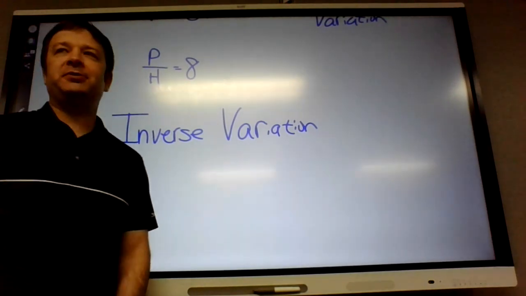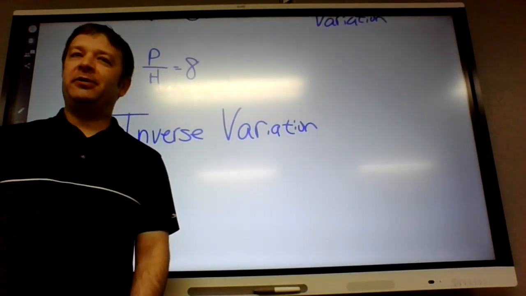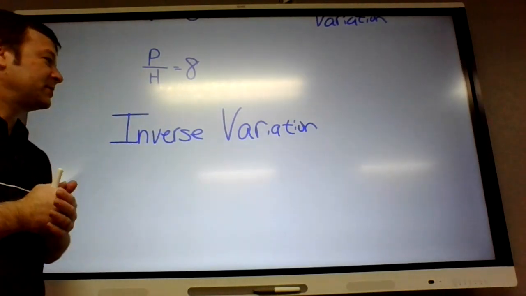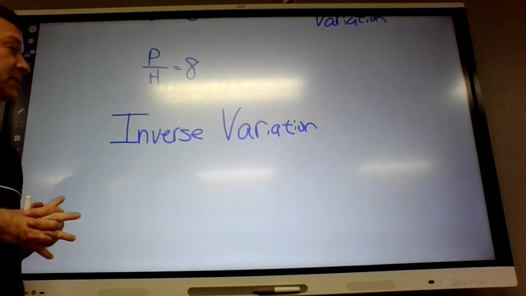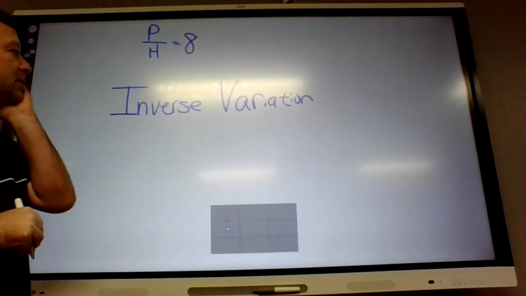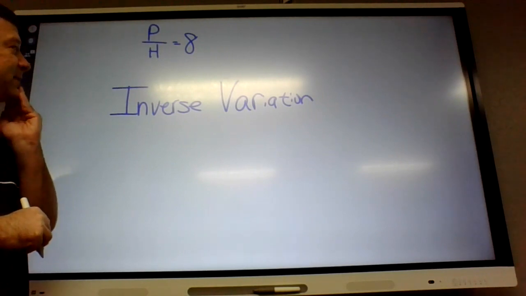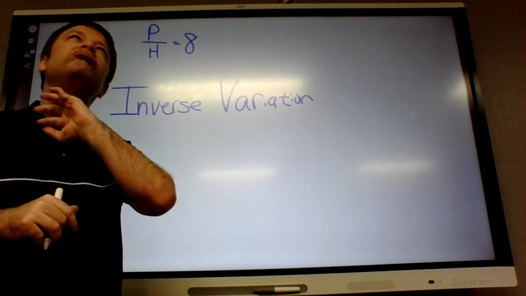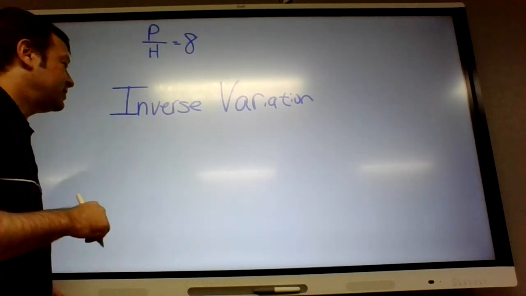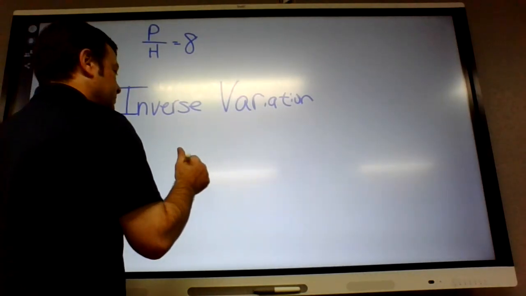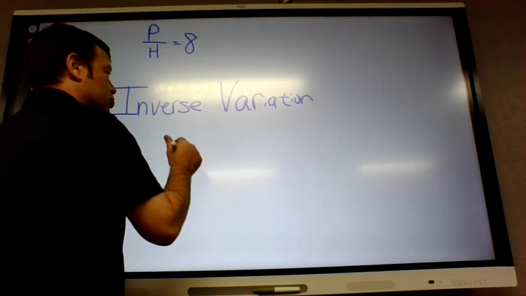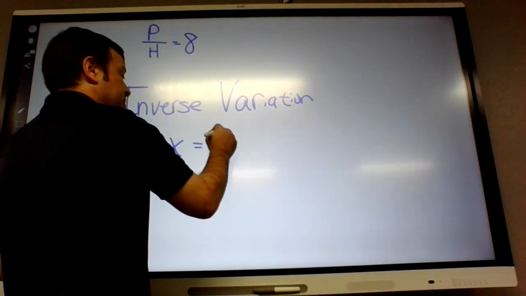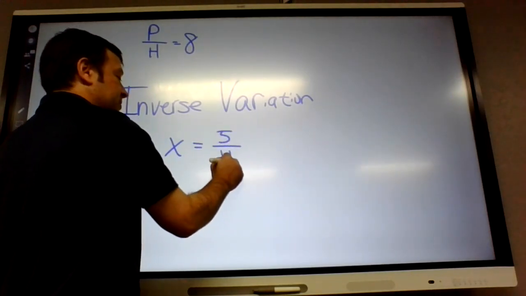I always use this one. The faster you drive, the shorter the time is to get there. So that's inverse variation. Inverse variation usually looks something like this.